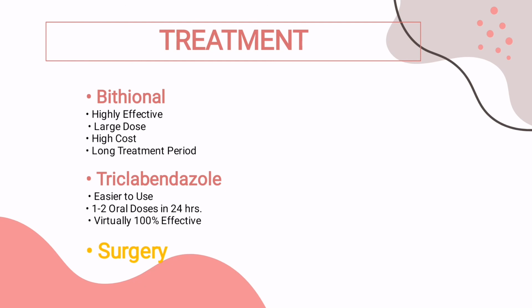All patients with the hepatic phase were treated using bithionol because it is highly effective, but it requires a large dose, has high cost, and a long-term treatment period. Another one is triclabendazole. It is easier to use, 1 to 2 oral doses in 24 hours, and virtually 100% effective. Otherwise, the disease may lead to surgery.